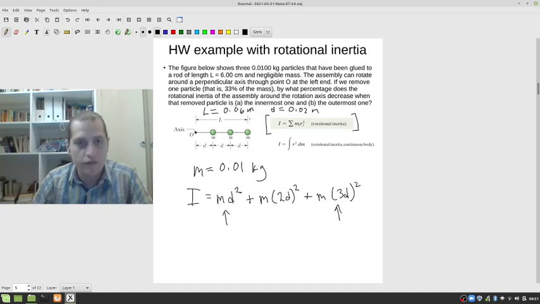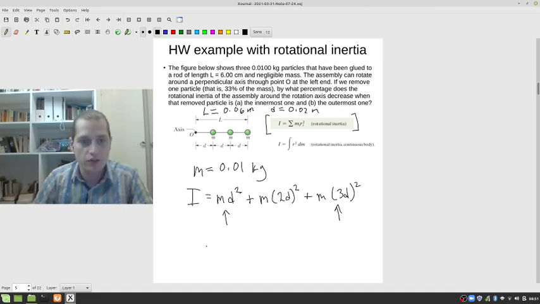If you take away some of the mass that's far away from your axis of rotation, that changes your rotational inertia a lot more than if you take away a mass that's close to the axis of rotation. Okay, and it wants you to find what the percent change is.